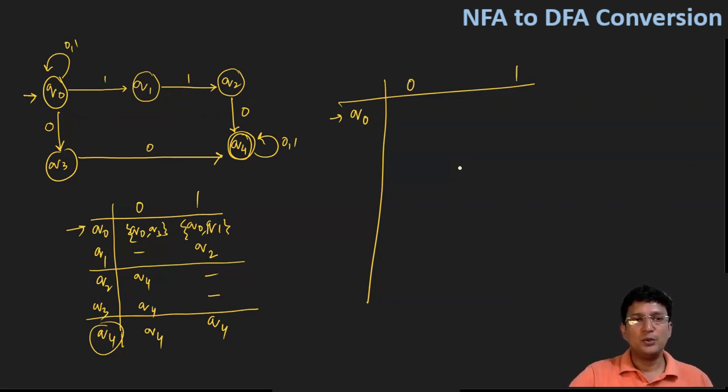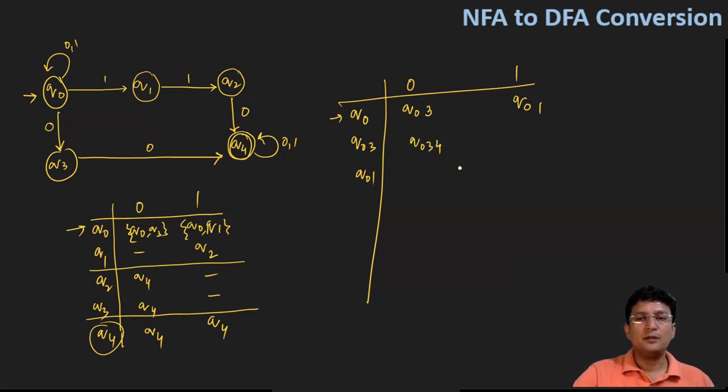So 0 on Q0 leads to state Q0, Q3. I'm writing it here as Q03, just for simplicity. Similarly, on 1 it leads to Q0, 1, because it has Q0 and Q1 both. So the new states that I have formed here are Q03 and Q01. I'll have to show the transition of these two states. So Q03 on 0: Q0 on 0 leads to Q0, Q3, and Q3 goes to Q4. So it will be Q0, Q3, and Q4.